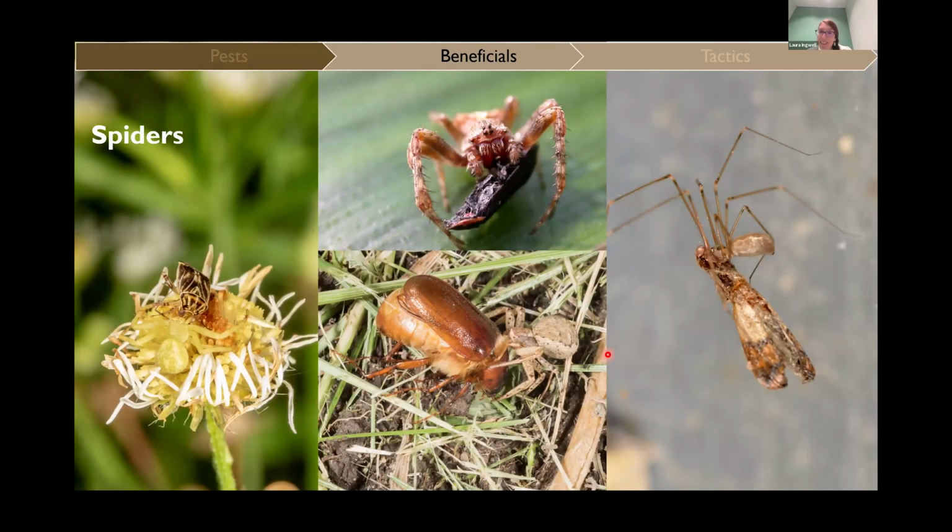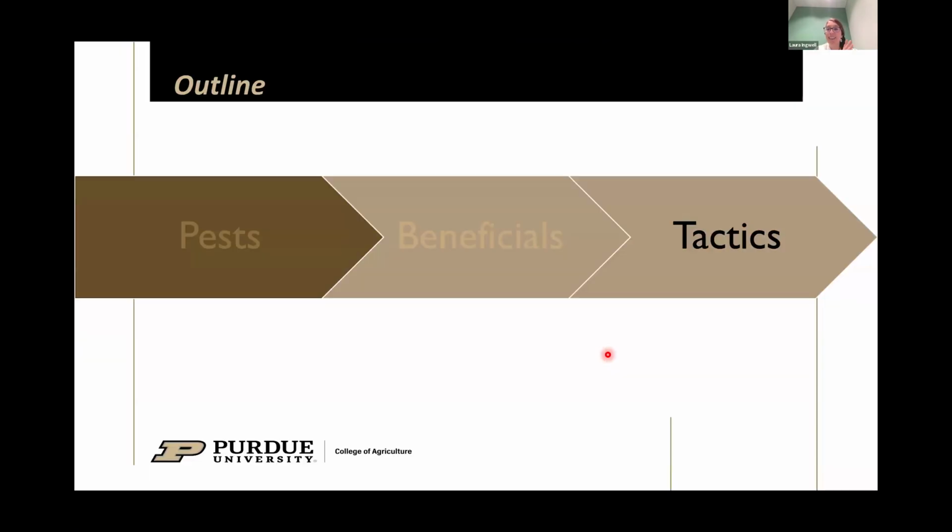Spiders are really important predators in agricultural systems, and again, they're generalists. So they feed on a wide variety of different insects and pests, and some of the best natural enemies for things like squash bugs and cucumber beetles. So that is my introduction to beneficials, and then we'll talk about tactics to help conserve them in these systems. Do we have any questions now, Salta, on that?